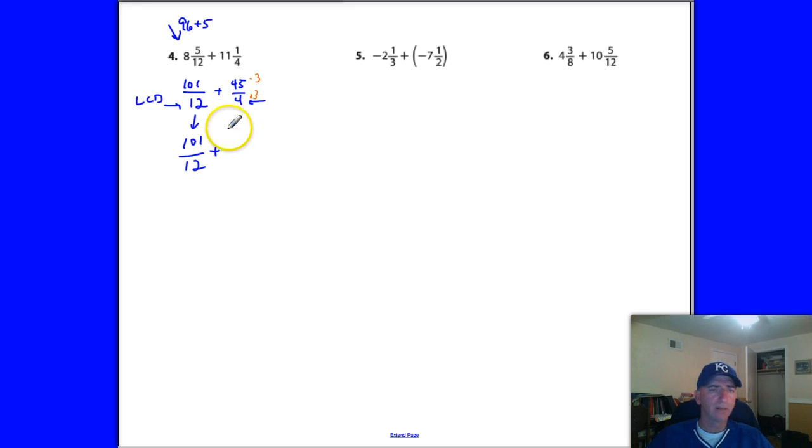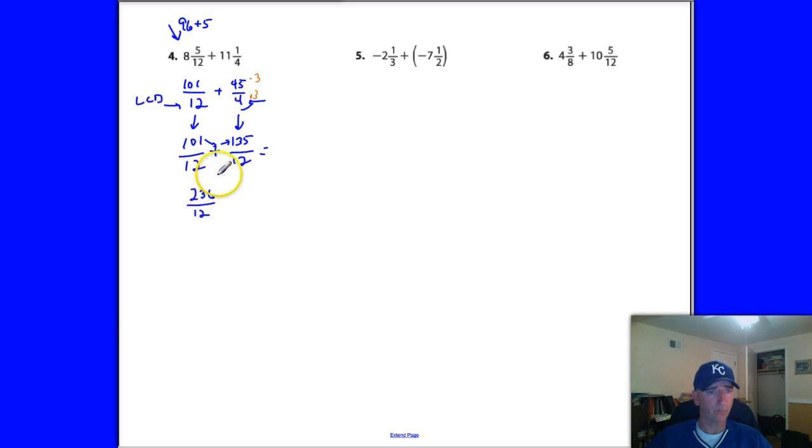Please continue to work down the page just like I'm showing you here in the work. Okay, 45 times 3, we've multiplied that out. I did that for you earlier. That comes out to be 135. And the bottom number, 4 times 3, is 12. All right, so now we are adding 101 plus 135. And that comes out to be 236. And remember, the denominator stays the same, 12.